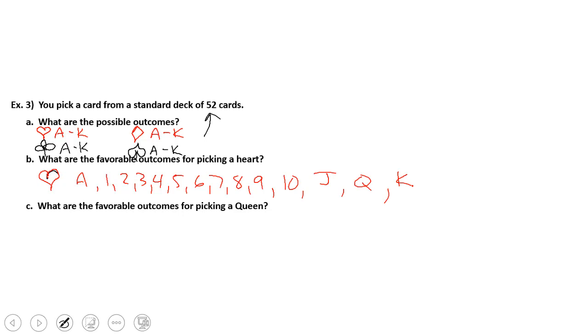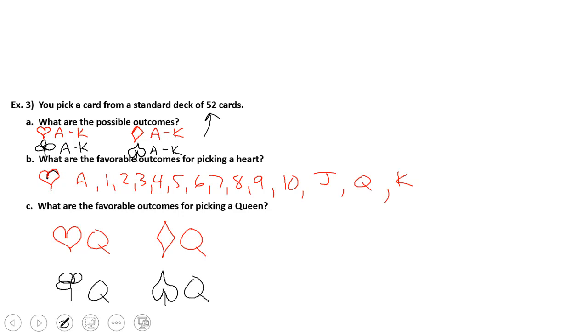What are the favorable outcomes of picking a queen from the standard deck? Well, there is a queen for every suit in the deck of cards. There are 4 suits, so we have the heart queen, we have the diamond queen, we have the club queen, and we have the spade queen. So those are the favorable outcomes for picking a queen from the deck.